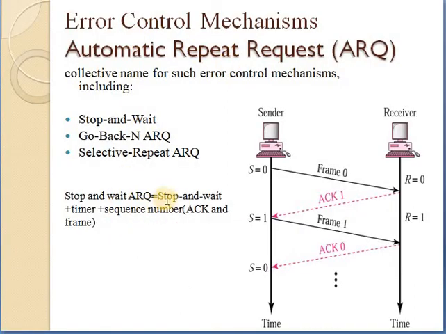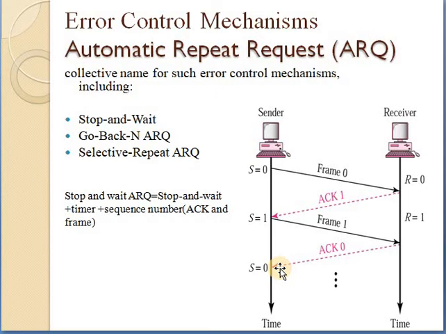Stop and wait ARQ is a simple flow control technique, plus a timer is set by the sender when it sends the data, and a sequence number is given to the acknowledgement as well as to the frame or data. Here we assign alternate sequence numbers to the frames. Suppose frame 0 is sent, acknowledgement 1 means frame 1 is expected by the sender. Here again frame 1 is sent, meaning acknowledgement 0 is sent by the receiver to the sender.